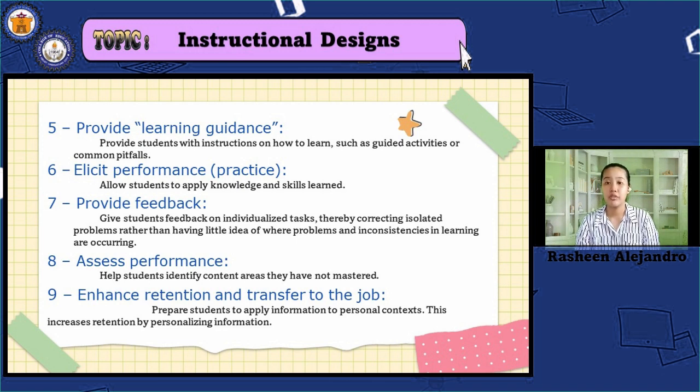Number 7, provide feedback. Give students feedback on individualized tasks, so that problems are addressed rather than having little idea of where problems and inconsistencies in learning are occurring. We all know that feedback is the most valuable tool used to keep students on track towards the learning goal. Number 8, assess performance. It helps students identify the content areas they have not mastered. Assessing students' performance is usually demonstrated in the form of summative assessment.